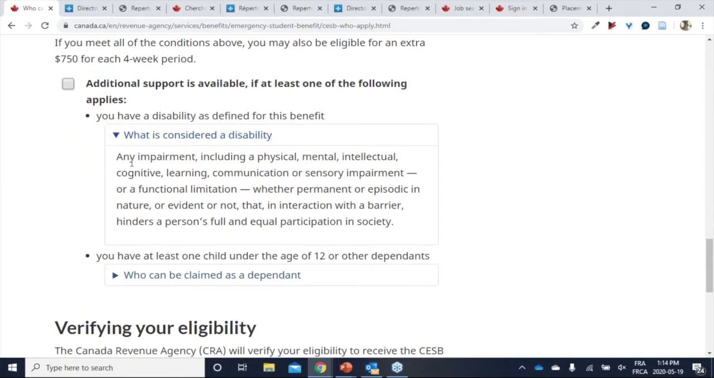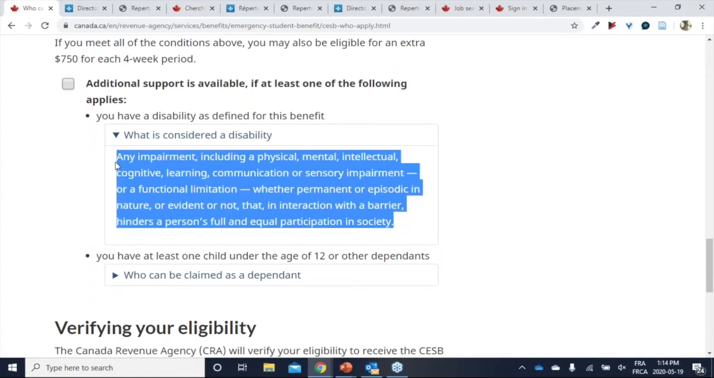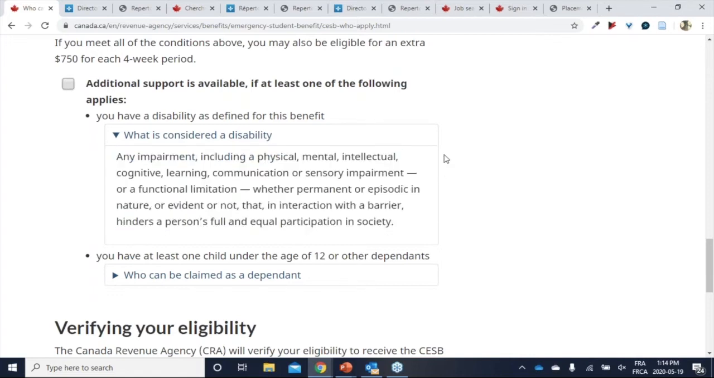and this disability is defined as any impairment, including physical, mental, intellectual, cognitive, learning, communication, or sensory impairment, or a functional limitation, whether permanent or episodic in nature, that in interaction with a barrier hinders a person's full or equal participation in society. Please note that this definition only applies for this particular benefit.